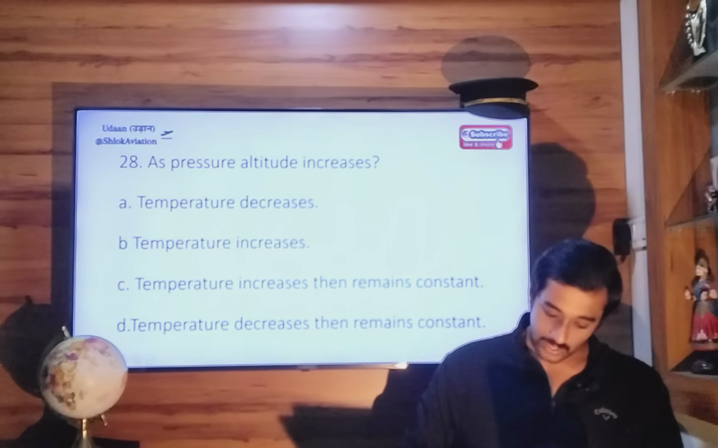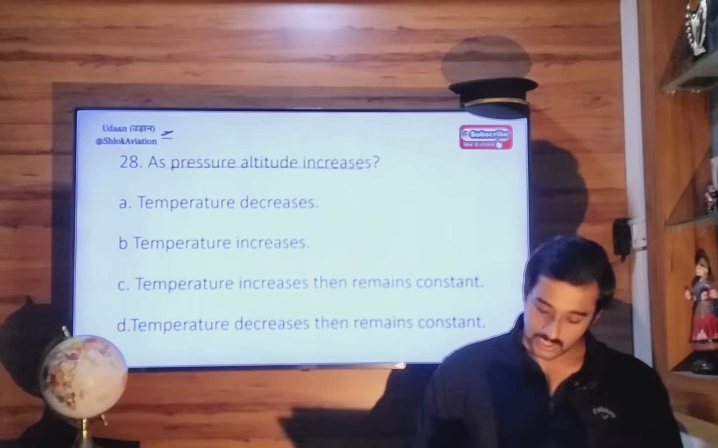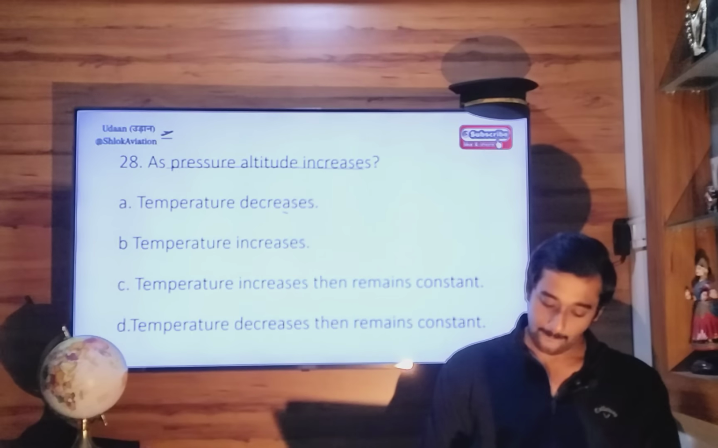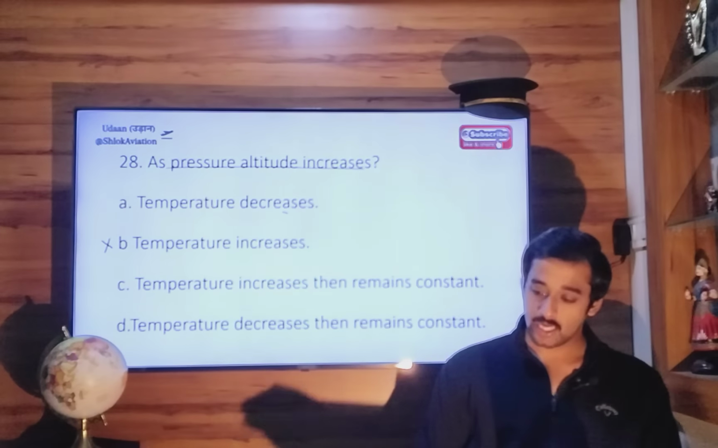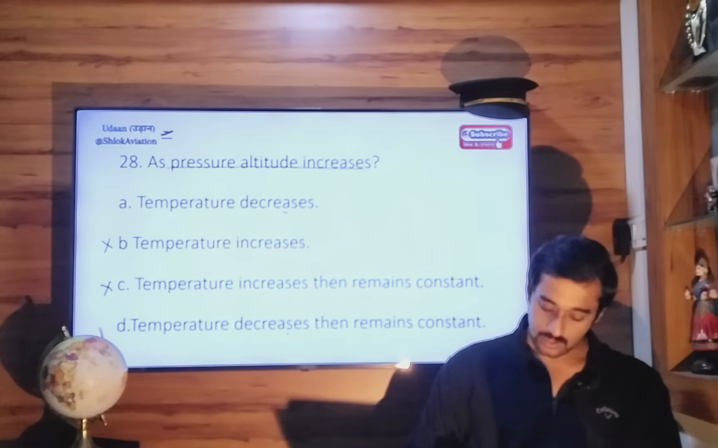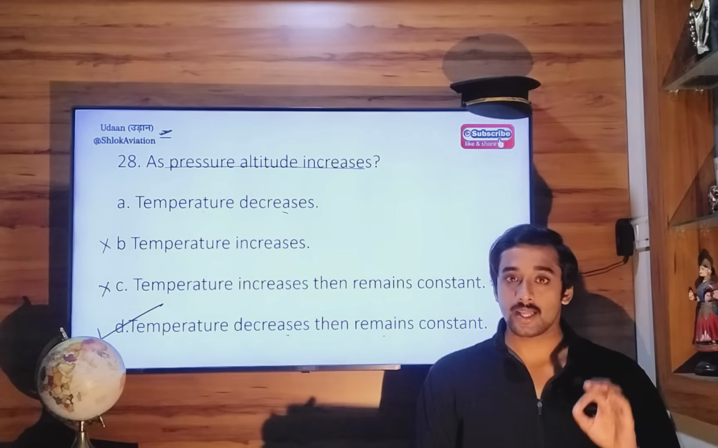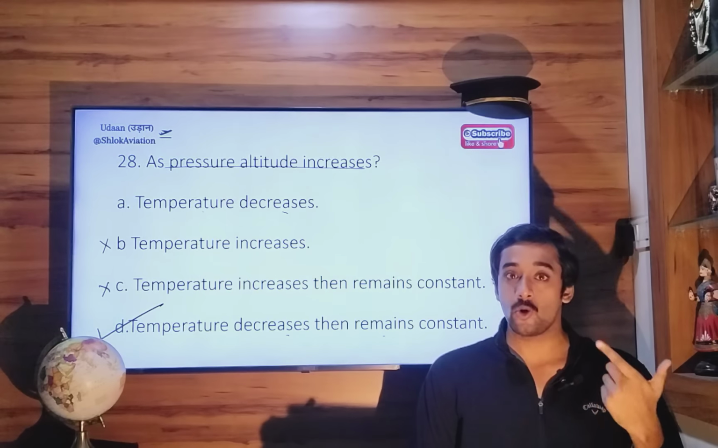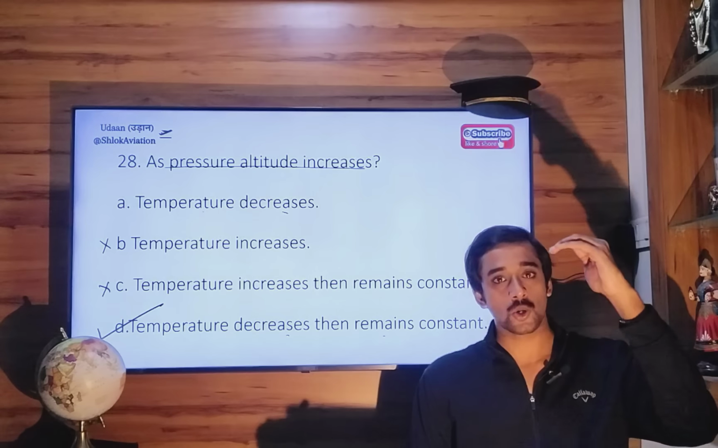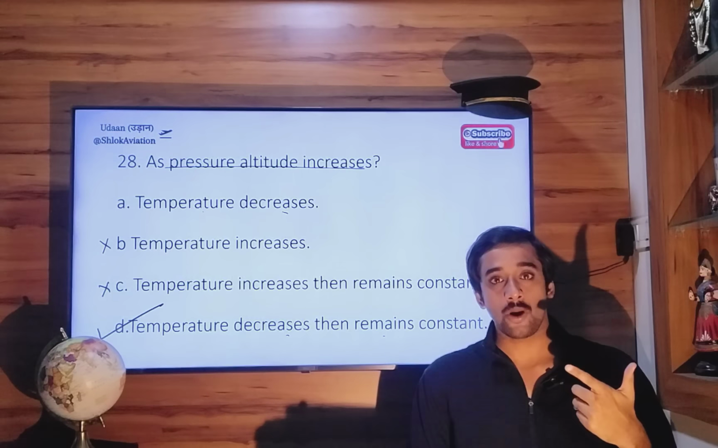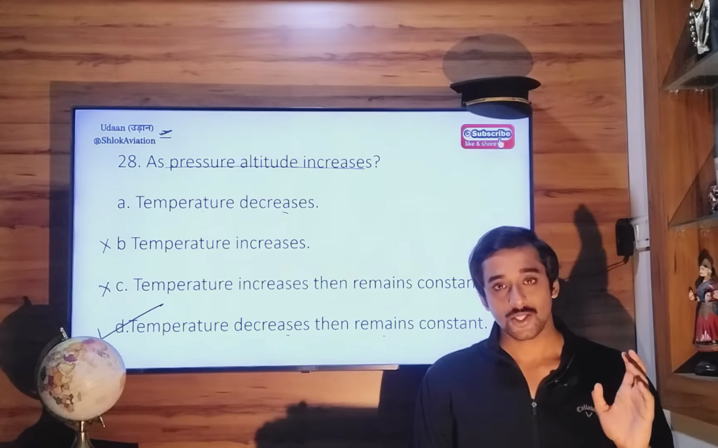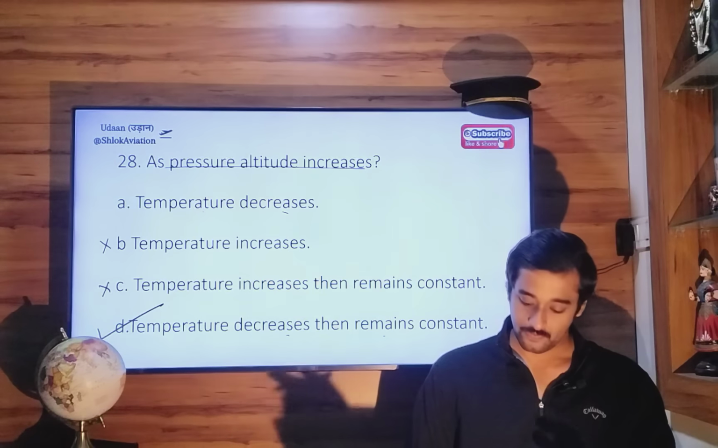Next, question 28. As pressure altitude increases, temperature decreases, yes. Temperature increases, no. Temperature increases then remains constant, no. Temperature decreases then remains constant, yes. So both options alpha and delta are right, but delta is the more appropriate one because it is more specific. Temperature decreases as you go to higher altitudes, correct. Second point, beyond 36,000 feet, atmospheric temperature remains constant. So that's why we have selected delta.